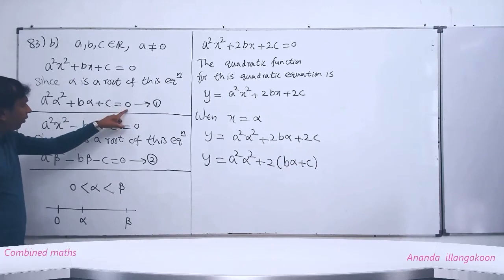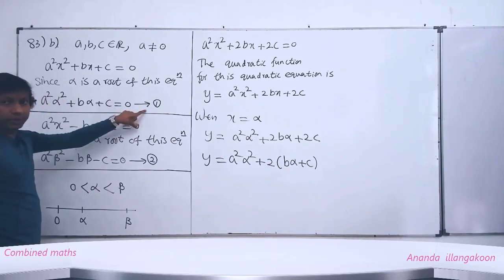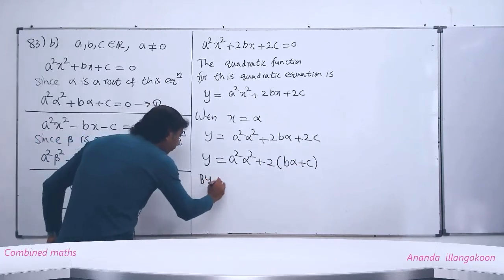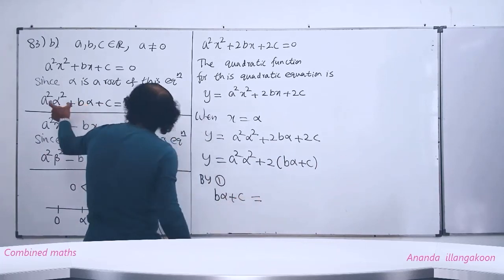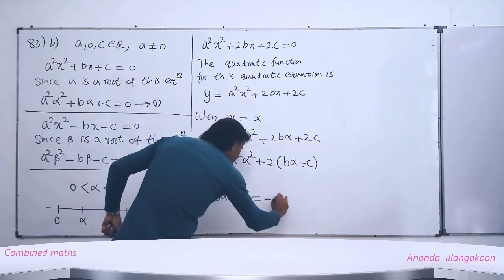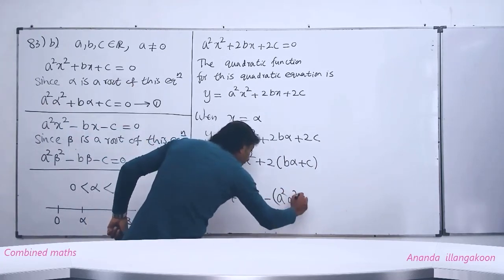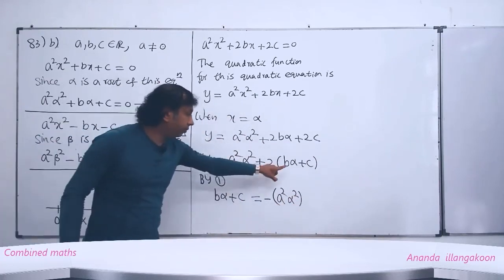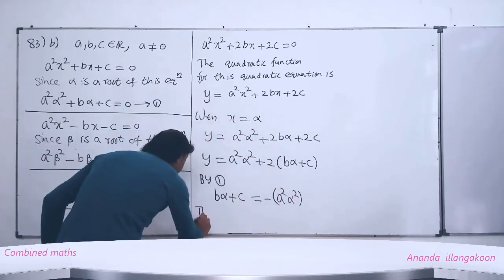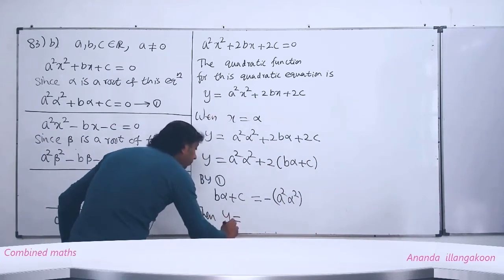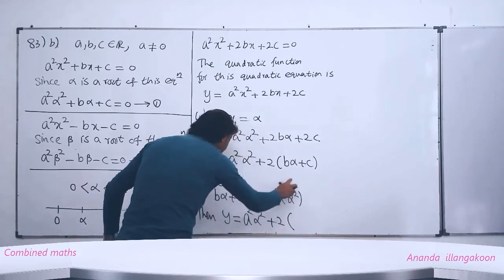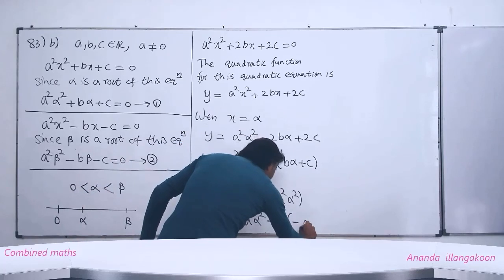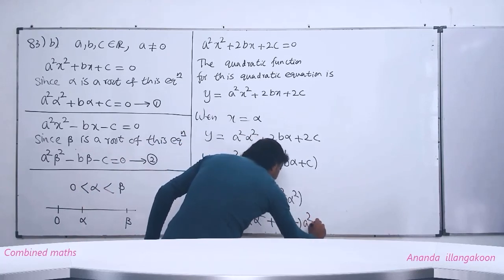By number 1, we can take this b alpha plus c to the right hand side. By 1, we can write b alpha plus c is equal to, taking this to the right hand side, minus a squared alpha squared. This way we have, right? Put that here. Then y equals a squared alpha squared plus 2 times (b alpha plus c), which is minus a squared alpha squared.